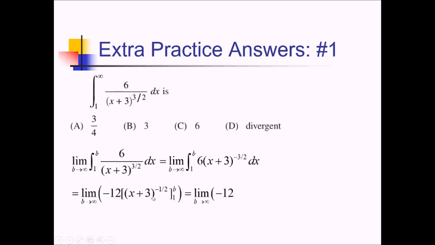And inside now, plugging in 1 and b, this is actually going to be 1 over the square root of b plus 3, and then minus 1 over the square root of 1 plus 3. So as b approaches infinity, this first term is going to go to 0 because you have an infinitely large denominator versus a constant numerator, so it's a bottom-heavy function. This other term is just going to be negative 1/2 inside here. So then we have negative 12 times negative 1/2, giving us positive 6, which is going to be choice C.